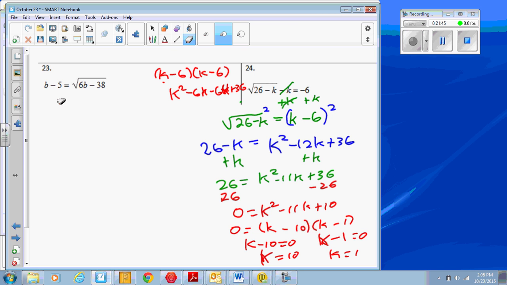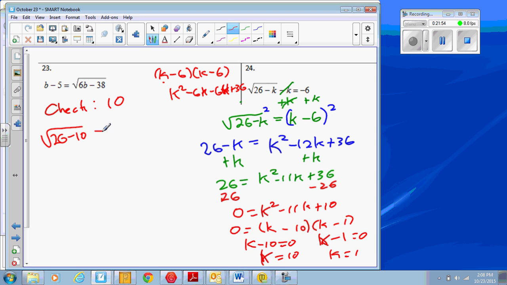Okay, so let's do our check now. First, I'm going to check 10, and I'll put that in the square root of 26 minus 10. Not equal, so hold on a second. Let me put the 10s in different colors. Probably would look better if I did this. This is a 10, and then I'm going to have 10 here. Equals negative 6.